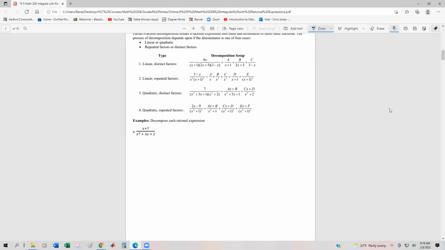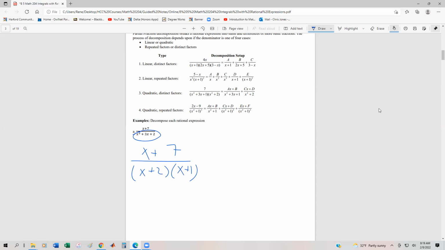In this video I'm going to illustrate a fairly basic example of how to do a decomposition, and then in the next video I'll look at one that has some quadratic factors in it. So we have x plus 7 over x squared plus 3x plus 2, and we just want to decompose this. The first thing I'm going to do is factor the denominator. When we factor that out, that's going to be (x plus 2)(x plus 1). That's pretty easy.